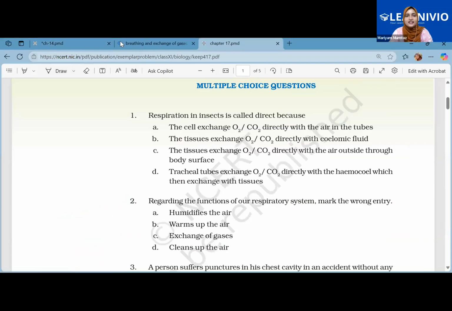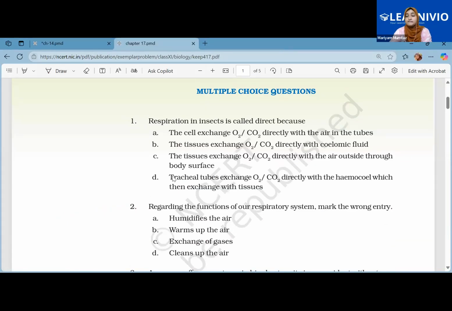Okay. Can you see the screen, students? Yeah. So now answer the questions. Respiration in insects is called direct because... See, nowhere in the chapter have they discussed that respiration in insects is direct, but they are giving you the question. This is what they do. Prepare well for your exams. So respiration in insects is called direct. Why?